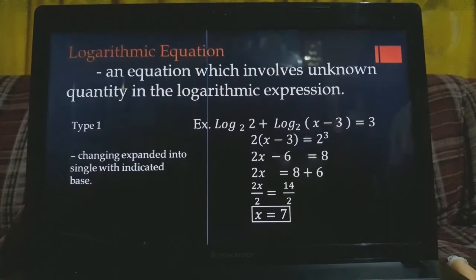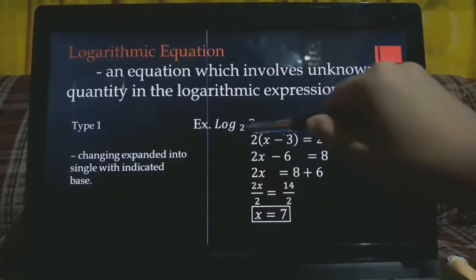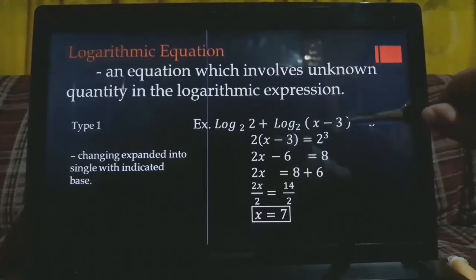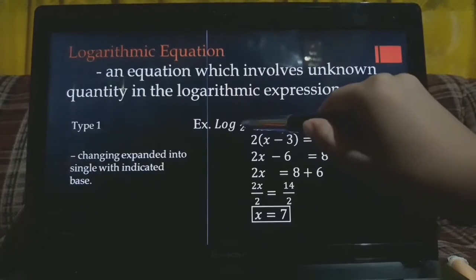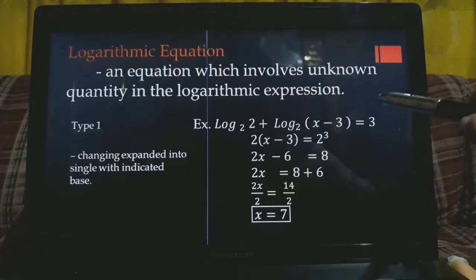Remember that in exponential functions, it is y is equal to b raised to x. The b represents the base. The exponent represents the x. So here, this is the y, the 2 and then x minus 3. Then the base is this one. And then the exponent is this one, or the x.